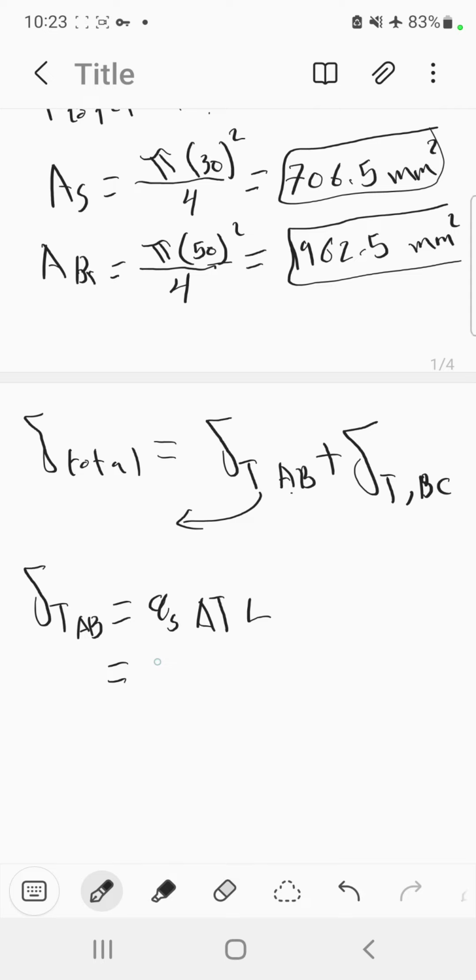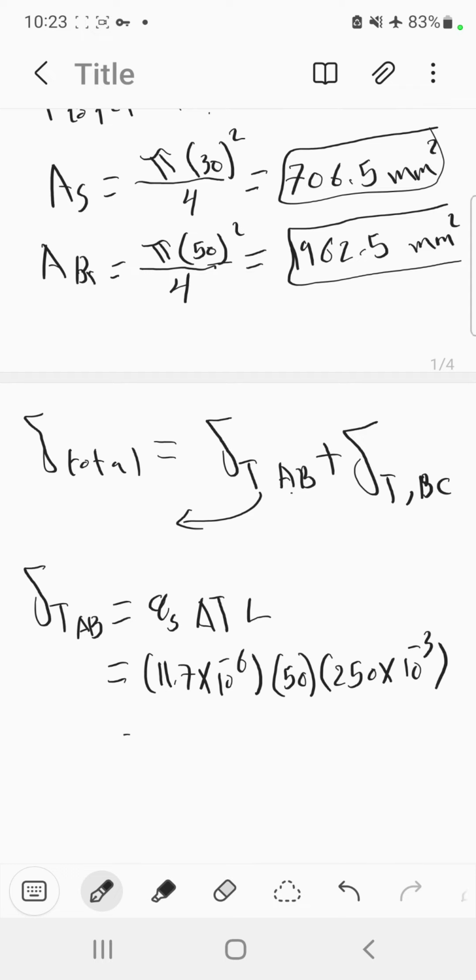We know alpha S, it's already given, which is 11.7 times 10 to the power minus 6. And we know delta T is 50. Times, we know the length is 250 times 10 to the power minus 3, because it's in millimeter, we need to convert it to meter. So we're gonna get 1.463 times 10 to the power minus 4 meter.